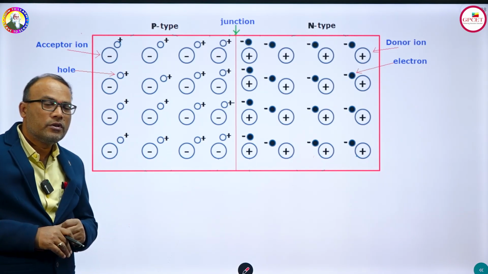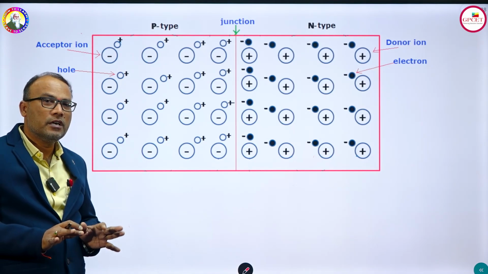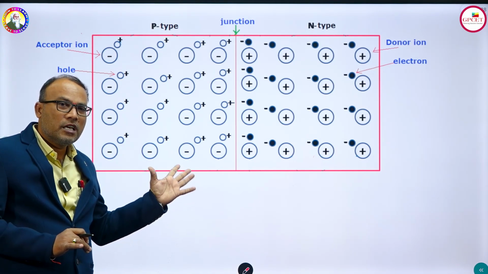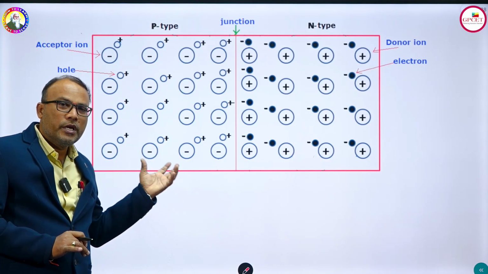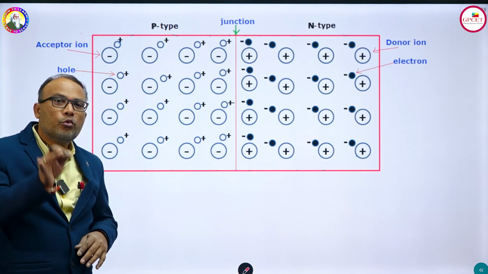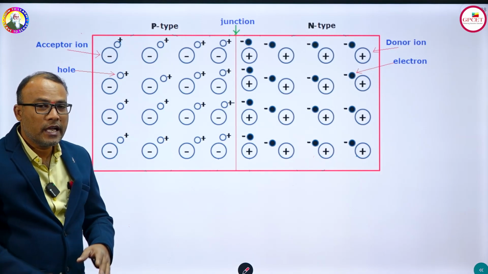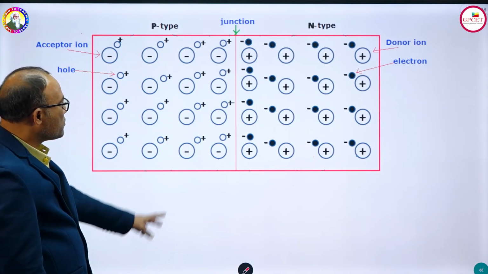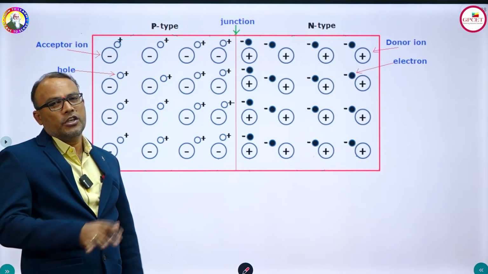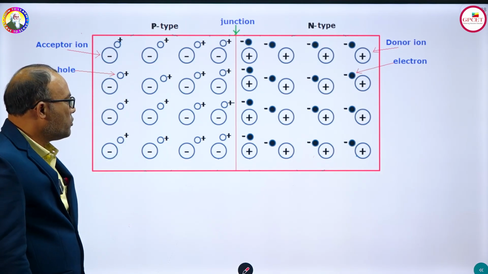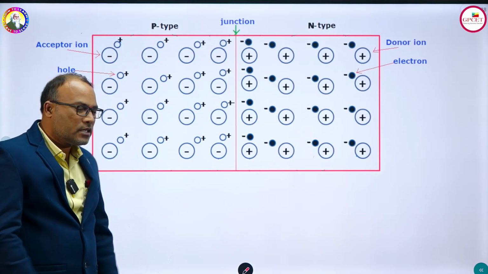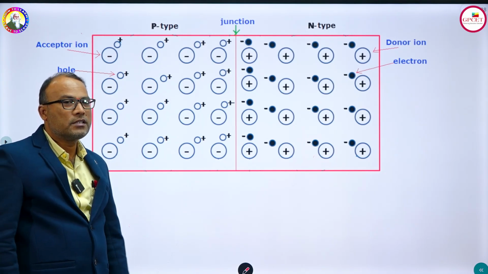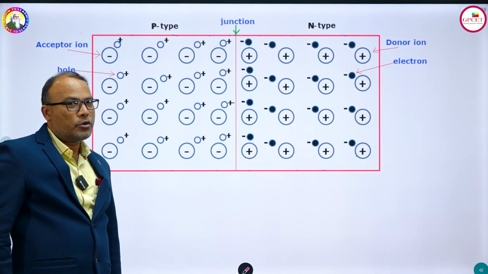In this type of diode, I am not applying any external energy or external voltage. This type of PN junction combination is called an open circuit PN junction, because I am not applying any external electric field or external potential. So let us see what happens in this open circuit PN junction, and how current flows in this device after applying an external potential.